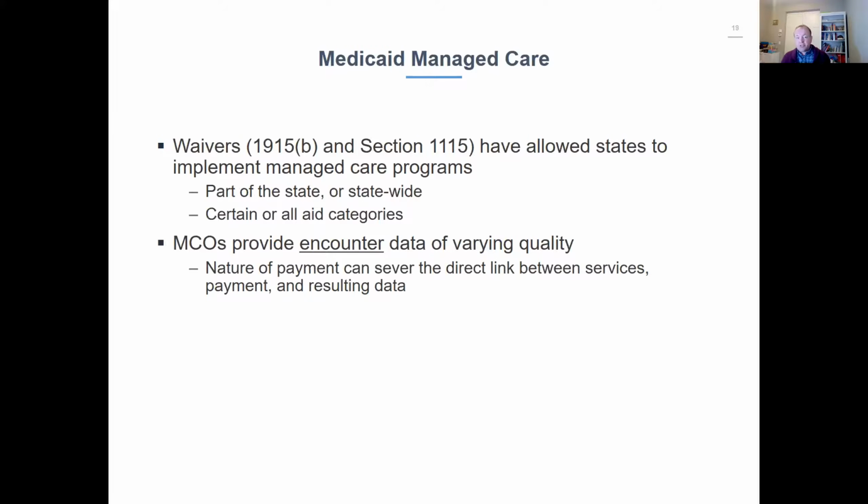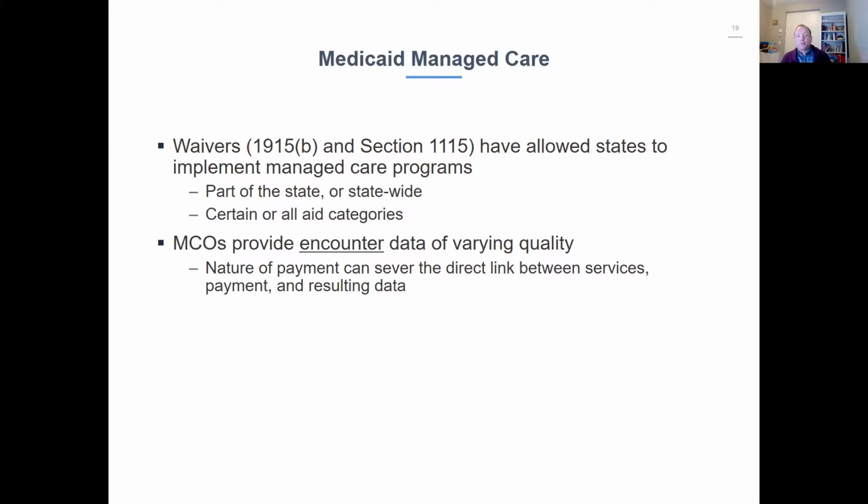Now, Medicaid managed care is allowable under waivers for 1915(b) and Section 1115, which have allowed states to implement managed care programs. So managed care in Medicaid can be through these waivers, right? It could be statewide, it could be certain aid categories, it could be all aid categories. So Medicaid managed care is not a single thing. It is a heterogeneous group of things, like all things Medicaid, I think.